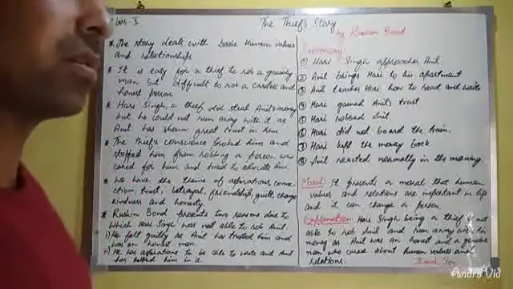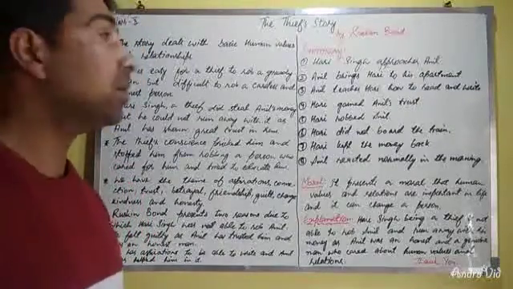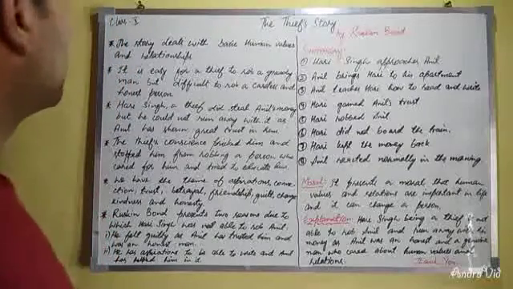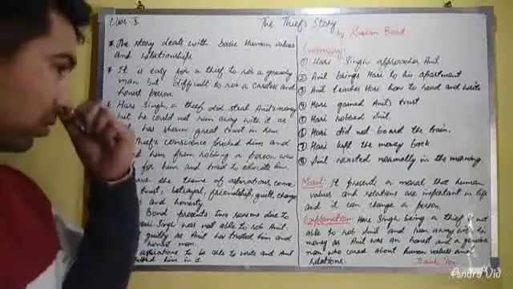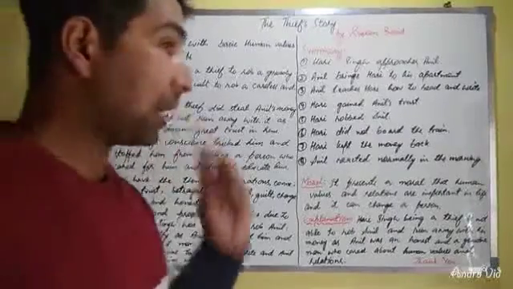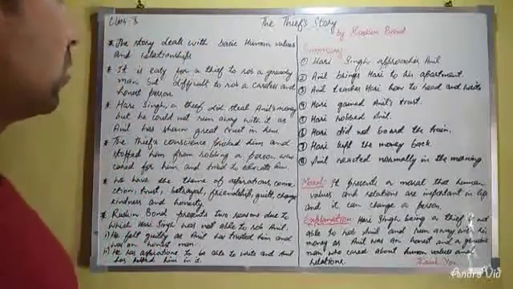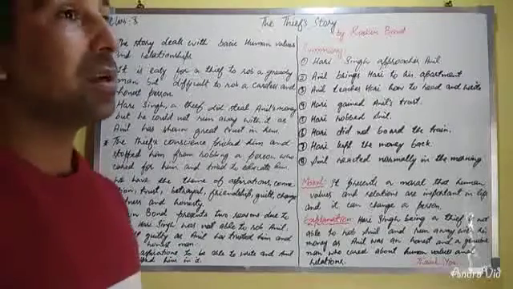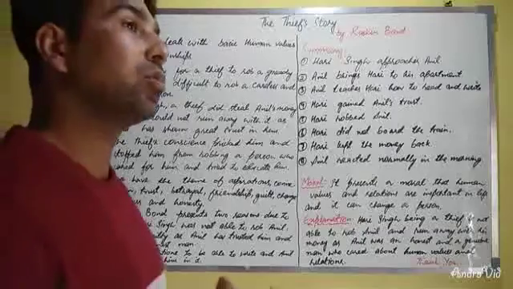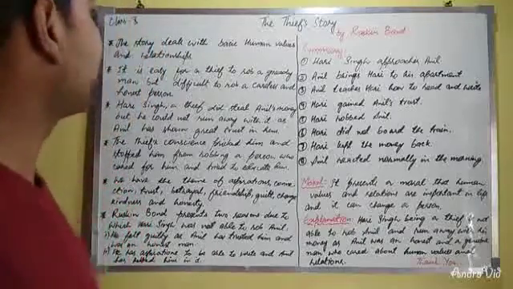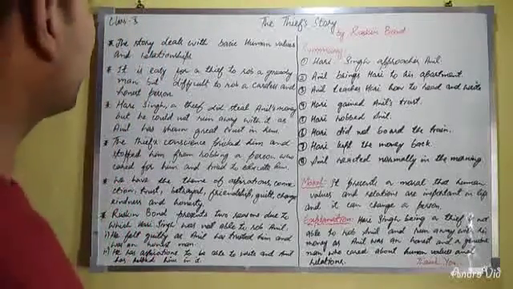You might be knowing about Ruskin Bond. He was a great Indian writer, Anglo-Indian rather. This story is about relationships and human values. The story tells us about different aspects a human should value in his life. The story deals with basic human values and relationship.